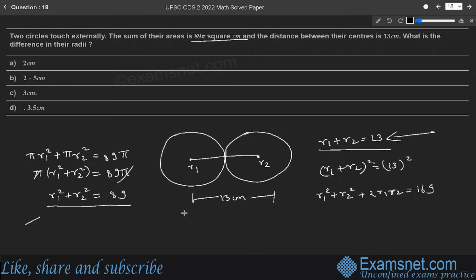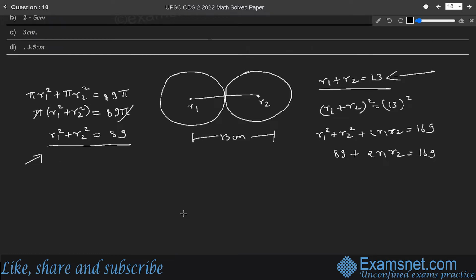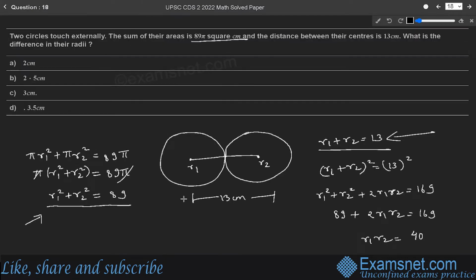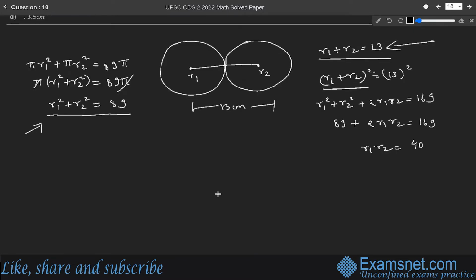We already know the value for r1 square plus r2 square. So putting here 89 plus 2r1 r2 is equal to 169. So from here r1 into r2 will be 169 minus 89 upon 2. So it will be 40. But in the question, we have to find the value for the difference between their radii. You can see that we have now found the value for r1 plus r2 whole square. But we have to find the difference. It means that we have to find r1 minus r2 whole square.